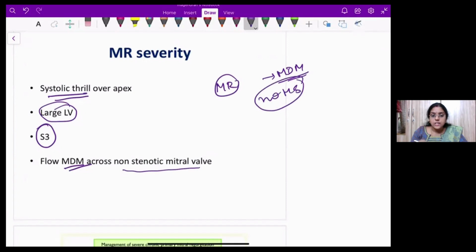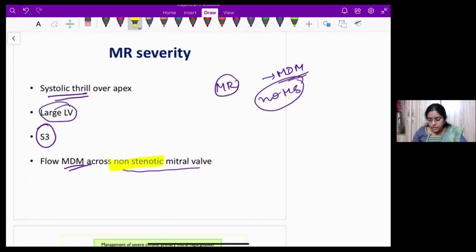This is because there is some amount of leakage of blood throughout. Because of the non-closure of the valve leaflets, there will be some amount of leakage of blood into the atrium. So that small amount of turbulence is actually producing a mid-diastolic murmur. When the mitral regurgitation is so severe, the valve is not closing even during diastole, so there is some amount of blood leaking constantly. So there will be a flow mid-diastolic murmur across a non-stenotic mitral valve.